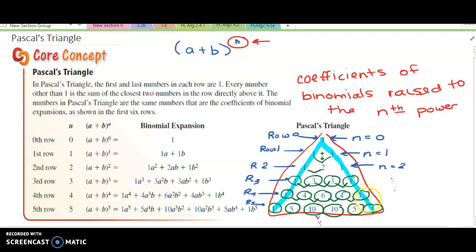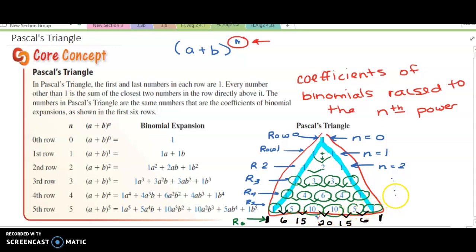Now, what I want you to do real quick is pause this video, and find the numbers for row 6. See if you can find the numbers for row 6. All right, so if we're going to find the numbers for row 6, we know it starts with a 1 and we know it ends with a 1. Now 1 plus 5 is 6, 5 plus 10 is 15, 10 plus 10 is 20, 10 plus 5 is 15, and 5 plus 1 is 6. So this is what you should have gotten for row 6.